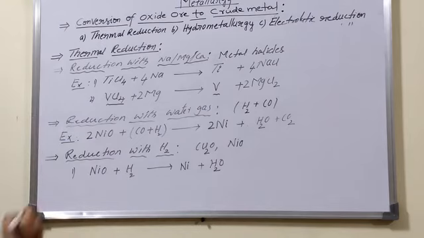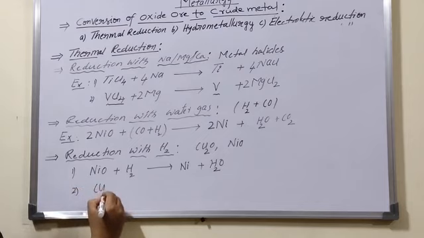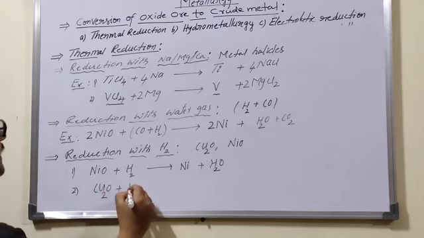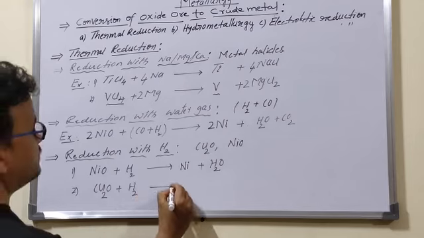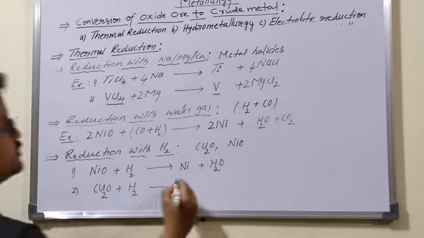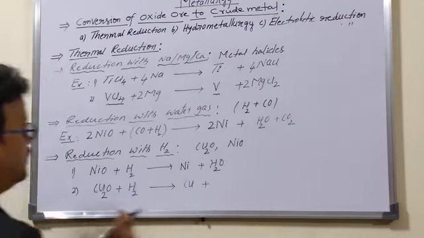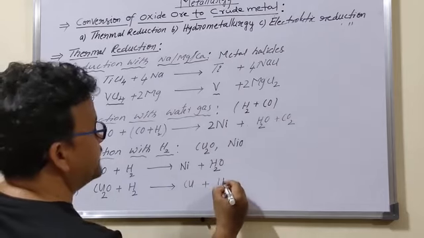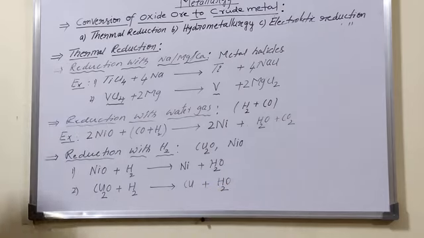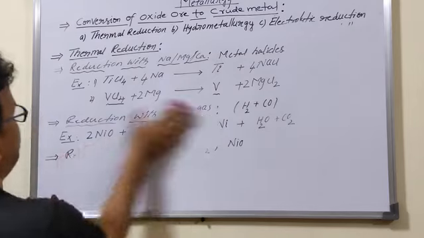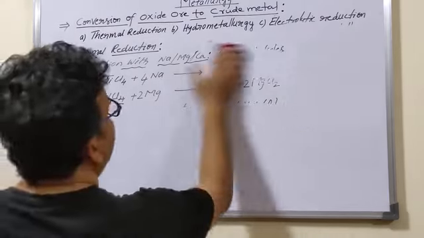Like this. And you go for Cu2O, copper oxide, which is reduced in the presence of hydrogen. You know metal oxide is reduced to metal, and hydrogen gets oxidized to water. A reducing agent always gets oxidized. This is how reduction takes place. Next, a few more methods we are going to discuss.